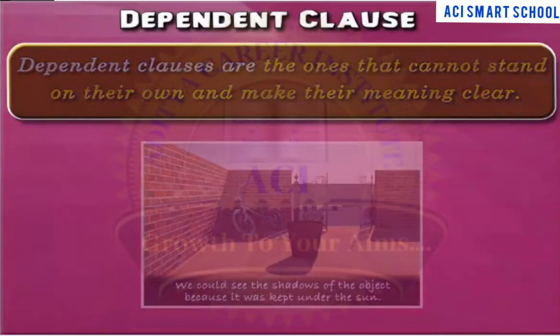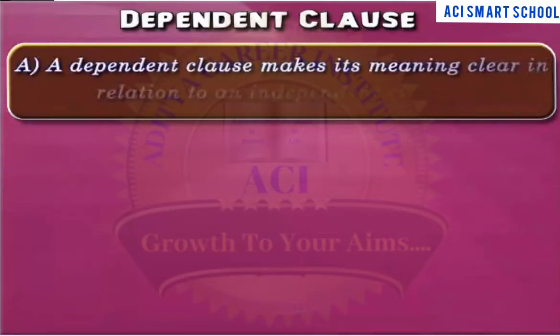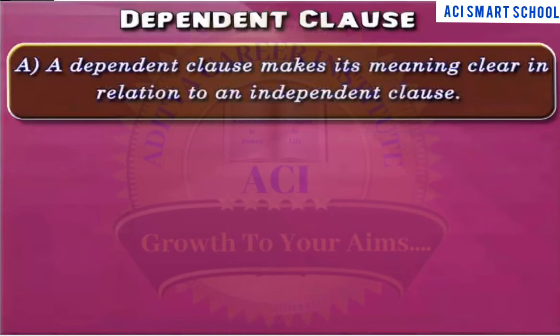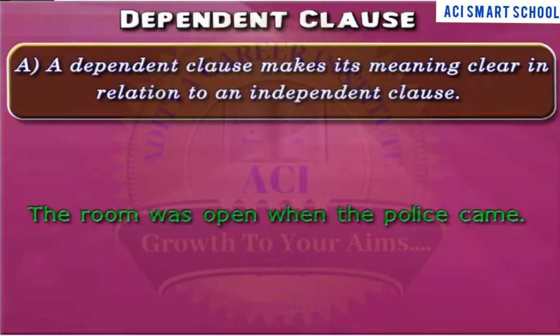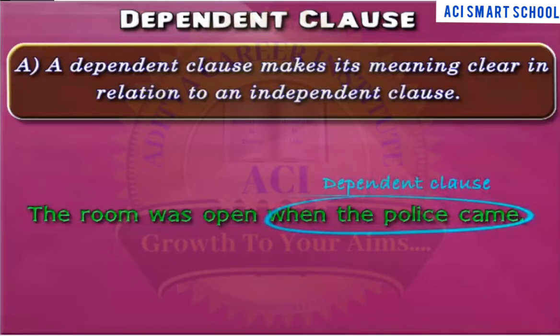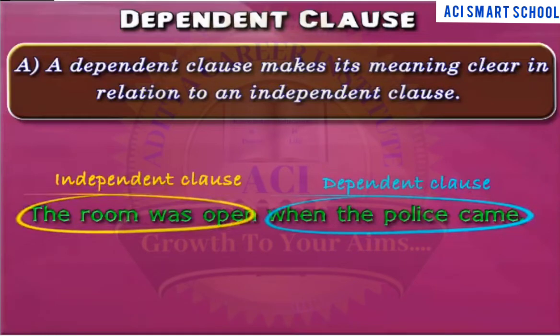Hence, a dependent clause makes its meaning clear in relation to an independent clause. So, the meaning of a dependent clause becomes clearer as a result of the independent clause. The room was open when the police came. Here, the meaning of the dependent clause "when the police came" has become clearer as a result of the independent clause "the room was open."